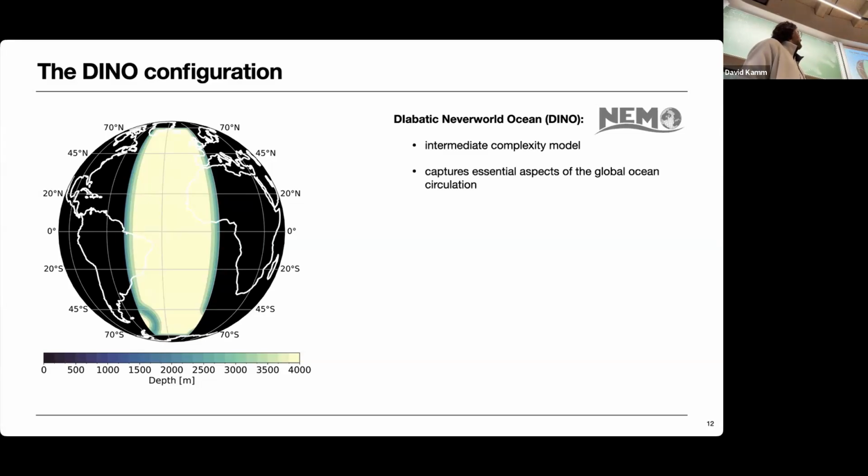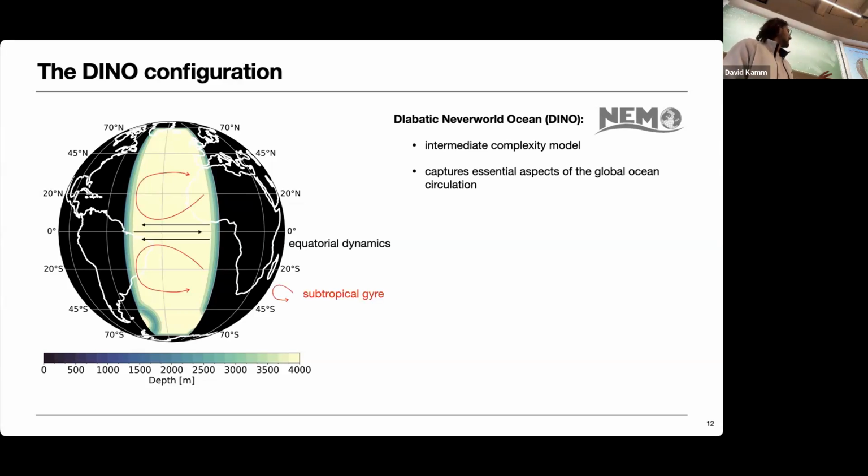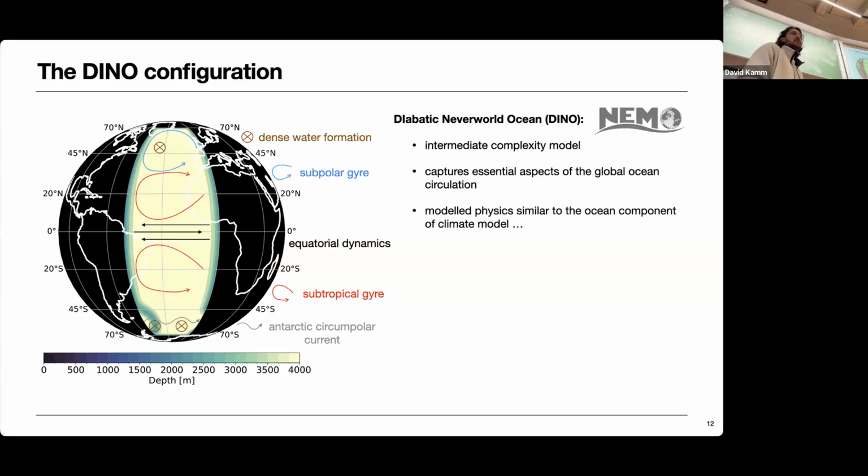However, we can capture essential aspects of the global ocean circulation, such as equatorial dynamics, the subtropical gyres, subpolar gyres, the western boundary currents, but also, as I mentioned, the ACC, the Antarctic Circumpolar Current, and the dense water formations associated with all these. And the idea is that the modeled physics are similar to the ones in the ocean component in climate models, but it comes at a fraction of the computational cost.